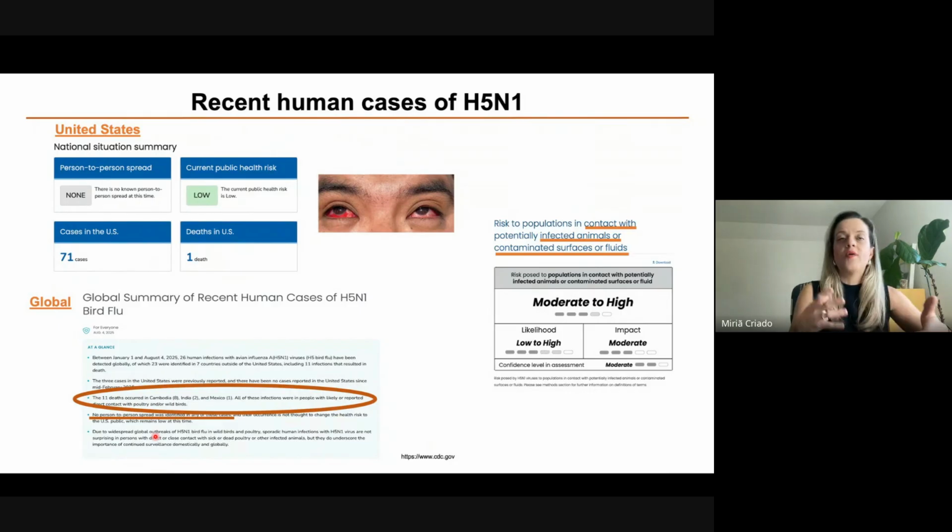But of course, now, because of the widespread of the virus and the possibility of adaptation to different mammals that we couldn't see before, we are able to see that influenza can have a higher possibility to cause disease in humans. And of course, with contact with infected animals, contaminated surfaces, or fluids from these animals who secrete a high titer of avian flu, the possibility for a human to be infected with the current virus outbreaks increases from moderate to high.